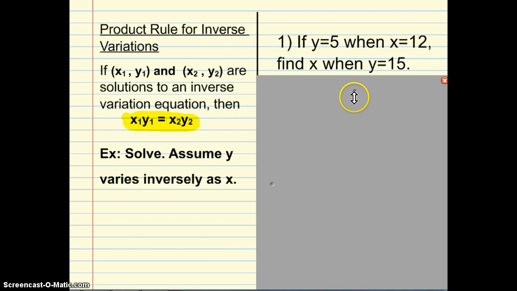So we are going to solve, and we're going to assume that y varies inversely as x. And this is what your problem is going to look like. Y equals 5 when x is 12. Find x if y is 15.